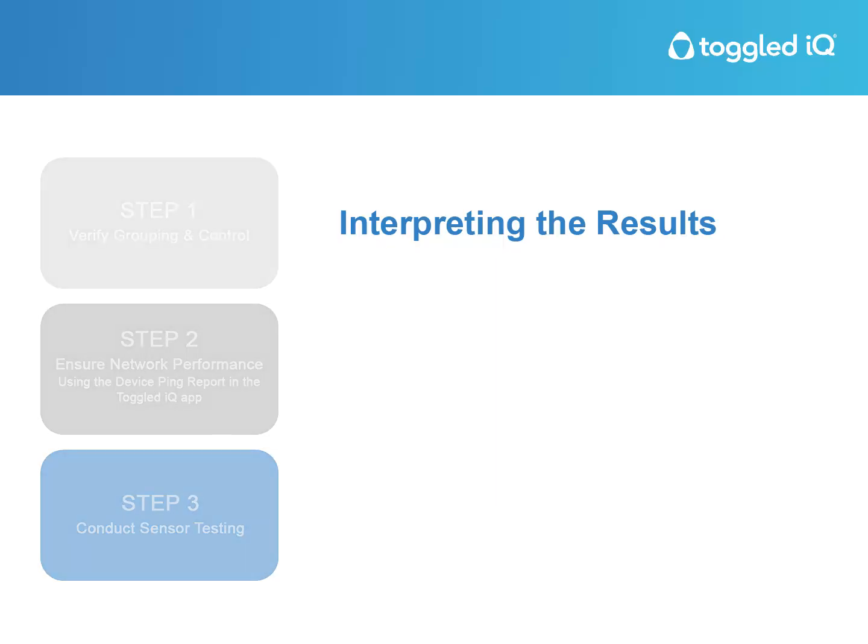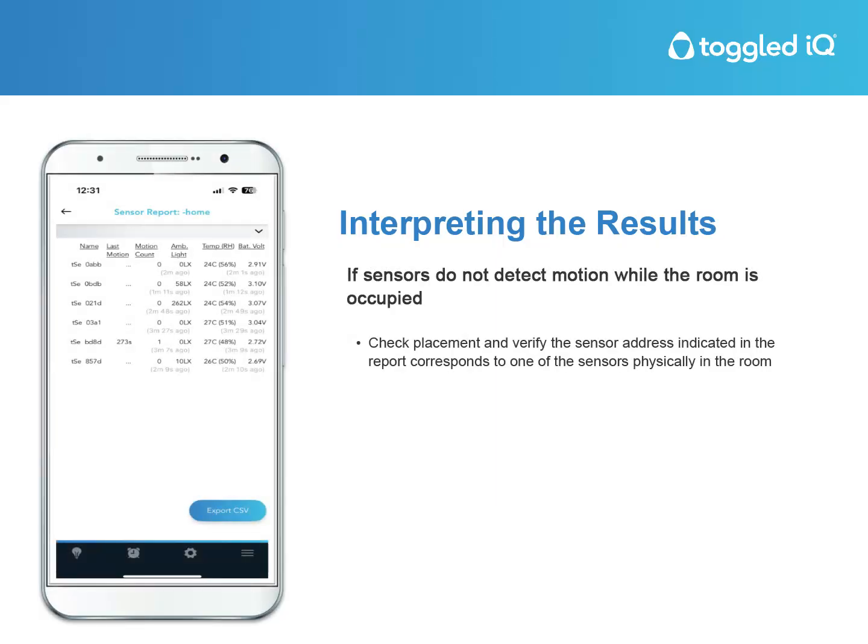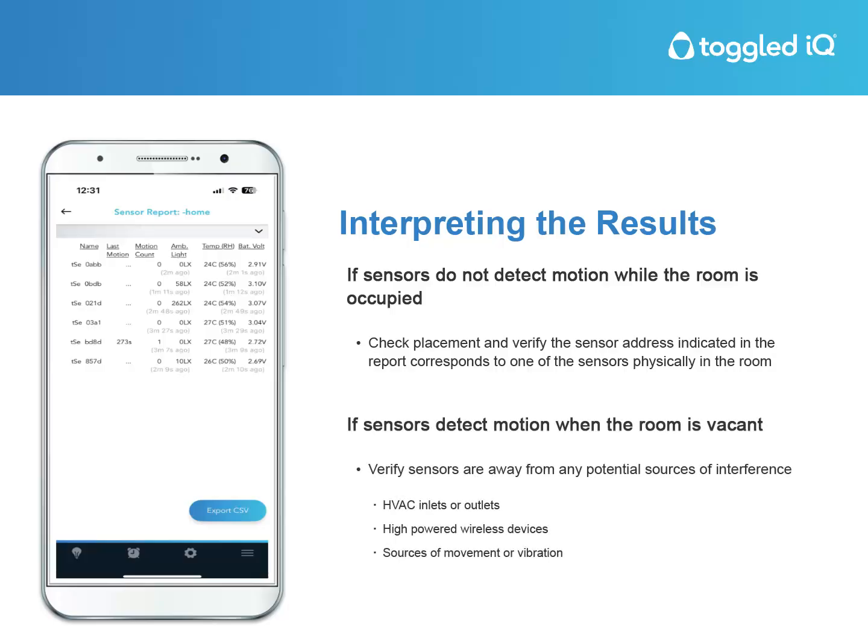Interpreting the results. If sensors do not detect motion while the room is occupied, check placement and verify the sensor address indicated in the report corresponds to one of the sensors physically in the room. If sensors detect motion when the room is vacant, verify sensors are away from any potential sources of interference, HVAC inlets or outlets, high-powered wireless devices, sources of movement or vibration.